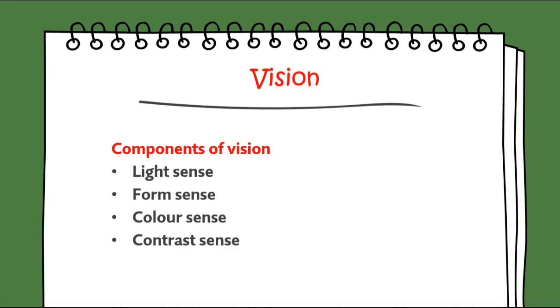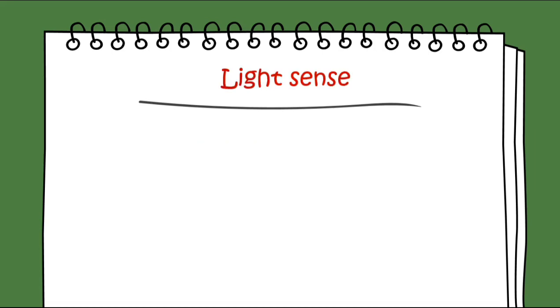Components of vision include light sense, form sense, color sense and contrast sense. Light sense: ability of the eye to perceive a variation in the degree of light or brightness. Then form sense: ability of the eye to appreciate the shape of an object. Third one, color sense: ability of the eye to recognize differences in the colors and saturation of the light.